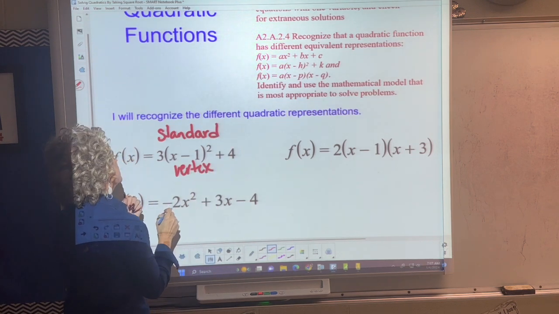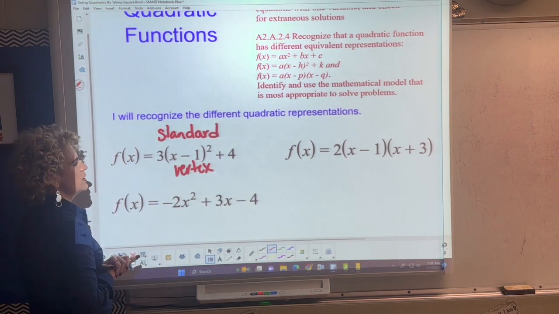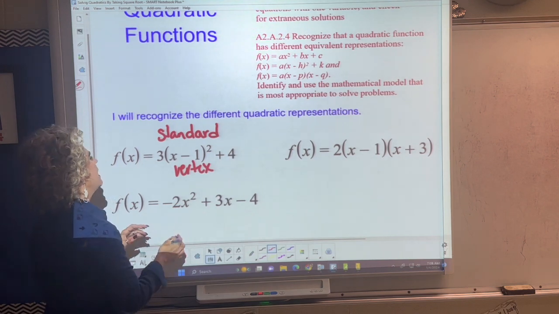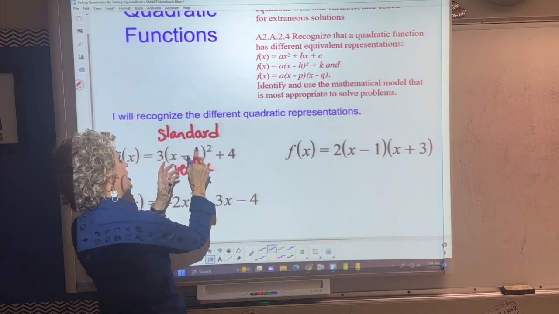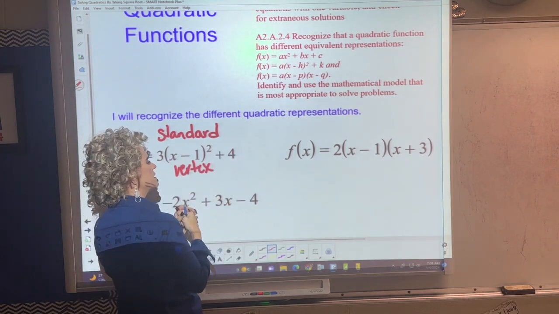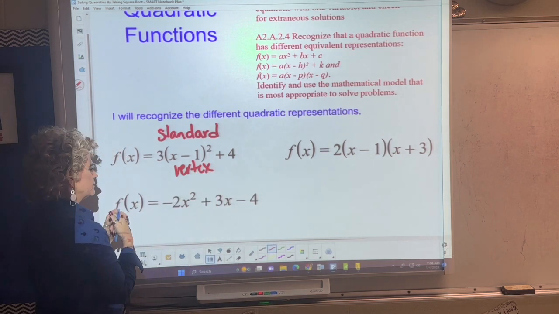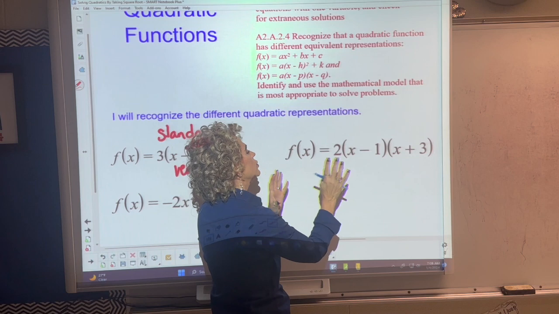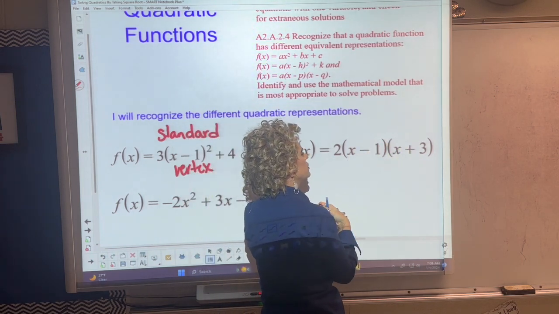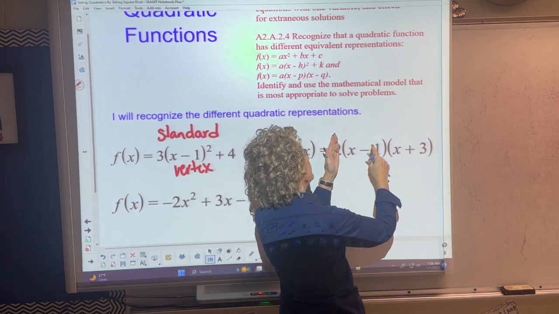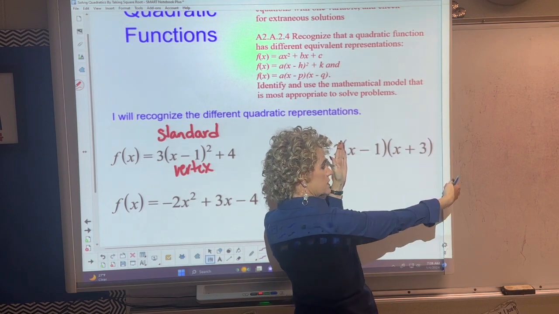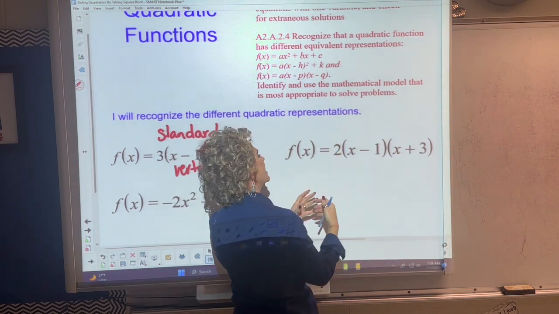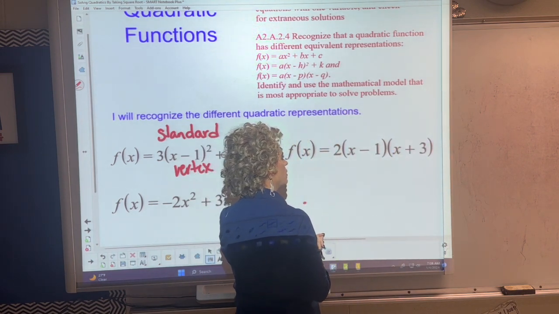Standard form. So vertex form is often referred to as standard form, where we have our h and k. Our h is 1, our k is +4. It tells us our vertex, okay? Now, after standard form, I have right here. Notice we have two things multiplied together. If I FOILed this out, I would have x times x, which is x squared. That's how I get my quadratic. That's how I know it's my quadratic.